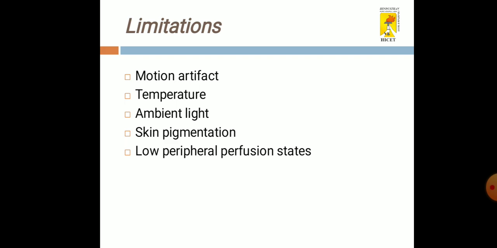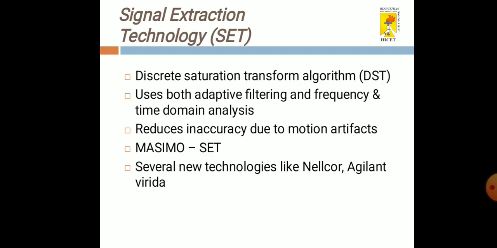So these are some of the limitations of pulse oximeters: motion artifacts, temperature, ambient light, skin pigmentation, and low peripheral perfusion states.